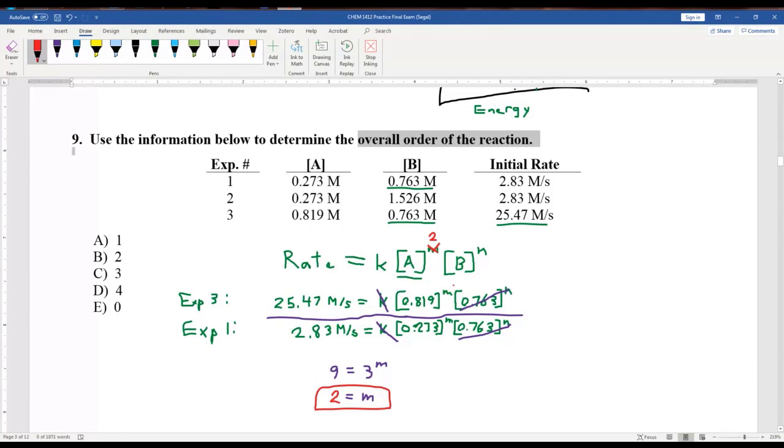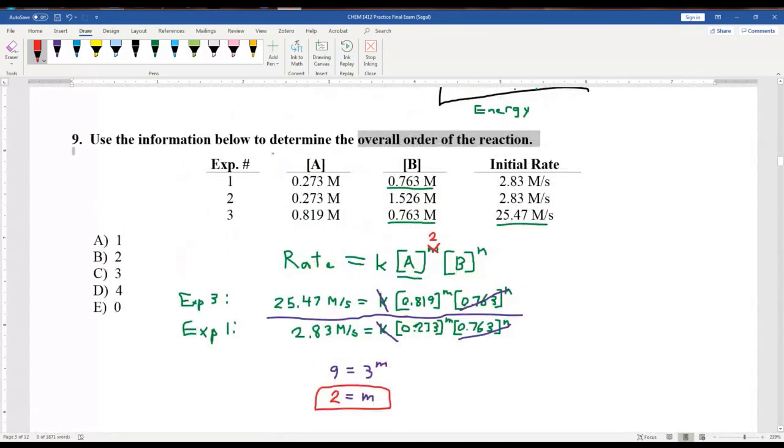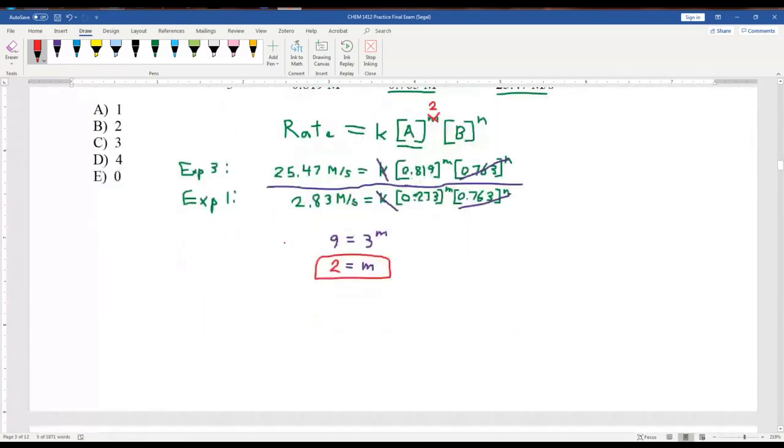I can then do the same thing for B. I need to keep A the same, so I'm going to use experiments 1 and 2. In this case, the rates are the same. I'll just use the higher concentration of the substance that I'm looking at, B. So I'll put experiment 2 on top. So here's experiment 2.